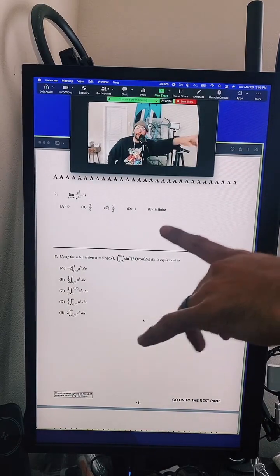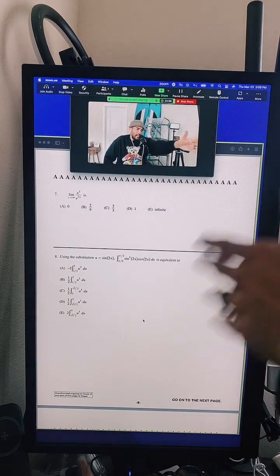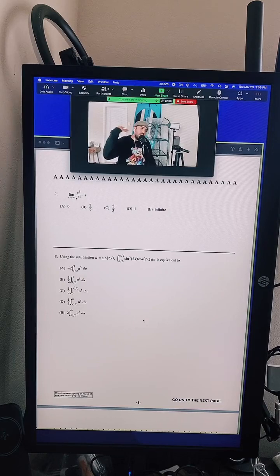Number 7, we have a limit as x approaches infinity of x cubed over e to the 3x. All right, well, let's go ahead and use direct substitution. That's always the first thing we should try whenever we have a limit. First I'm just going to go ahead and plug it in. That's infinity cubed over e to the 3 times infinity. As you already know, that's just infinity over infinity.